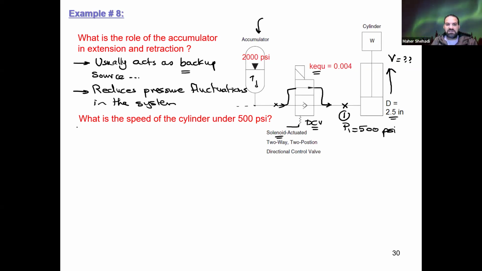So to find the velocity, I'm going to need the flow rate that goes inside here and pushes up. Q is the area of the piston times the velocity of the piston, since it's pushing on the cap side. The area is pi over 4 d squared, so that's given, and that would be 4.9 inch squared. So now the question is, what is Q? What's the flow rate, Q dot?